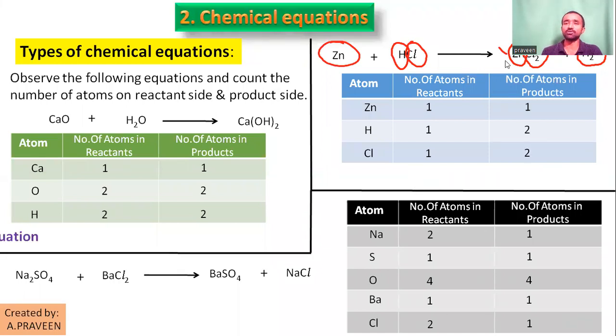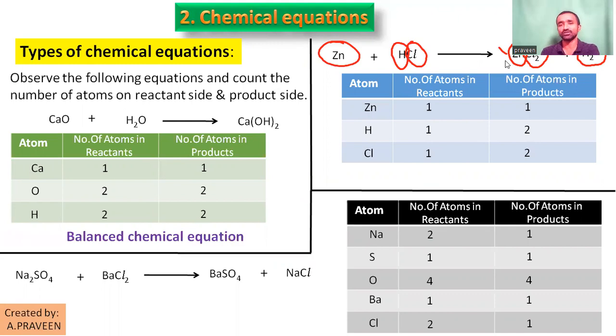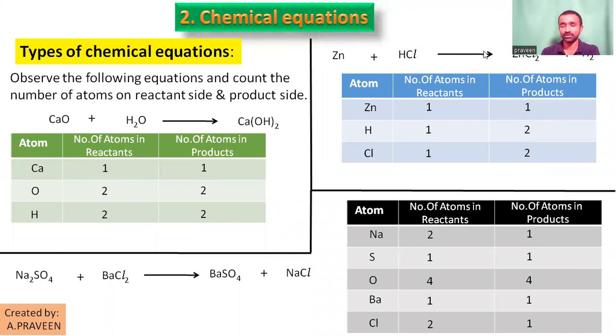Now observe the 3 tables at a time. What do you find? Are your observations the same? Are they the same in the count? No, not the same. They are not the same. So simply based on that, if both sides in mathematical equations are the same, we say that the equation is a balanced equation.